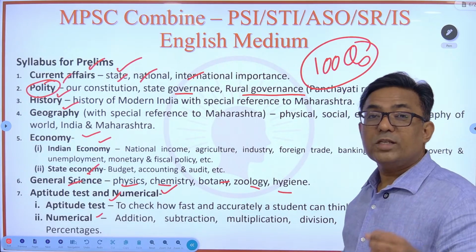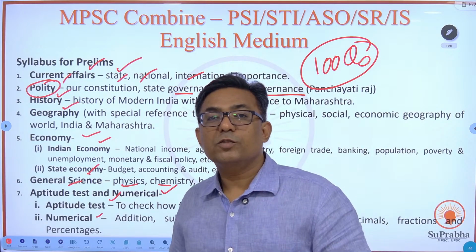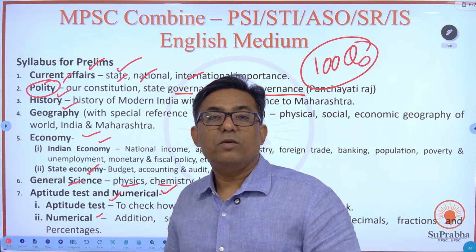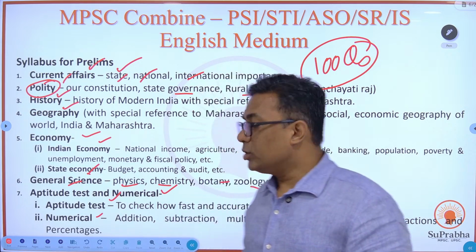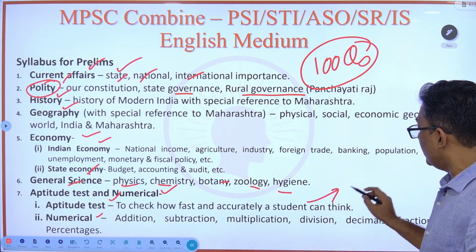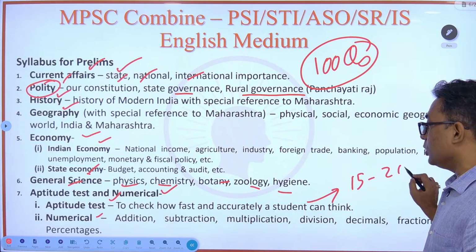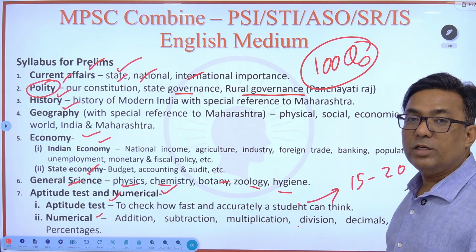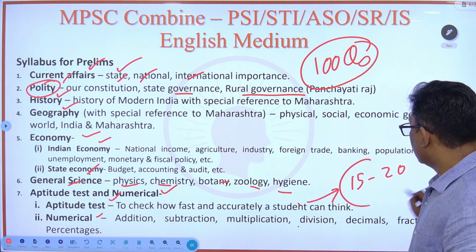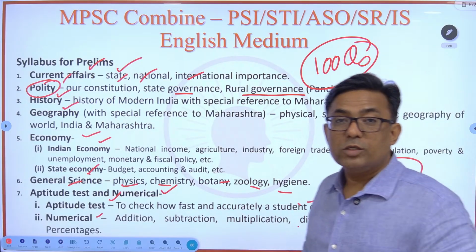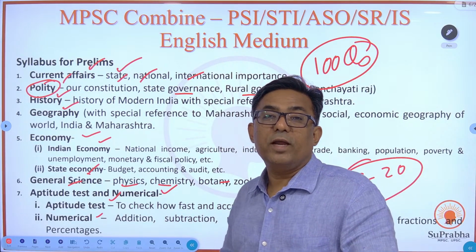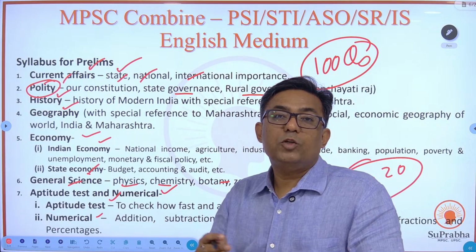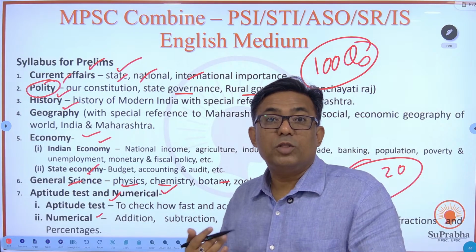Now, why was I saying that you need to be very fast and accurate? You have just 10 seconds for one question, because in this section they ask 15 to 20 questions on aptitude test and numerical ability. For these questions you require at least 45 seconds to 1 minute to tackle them. You have to think.